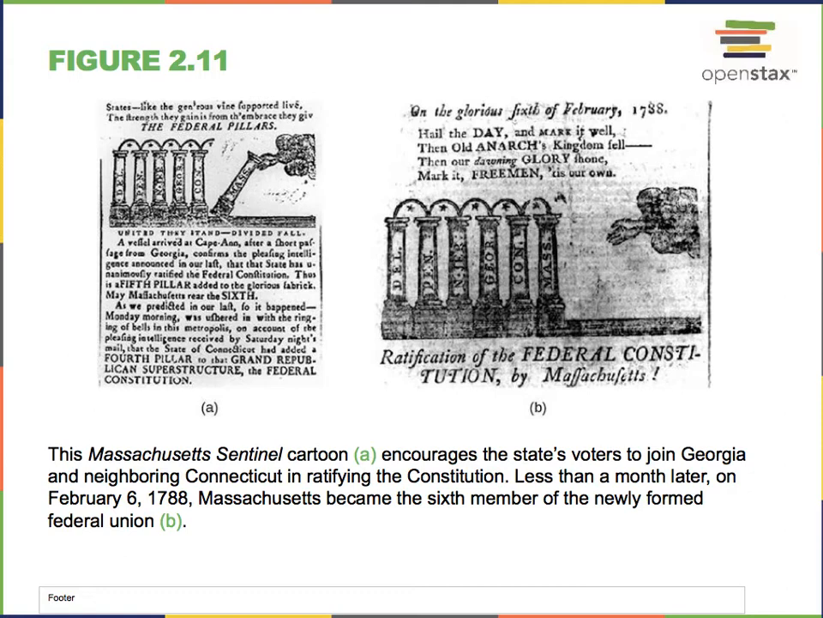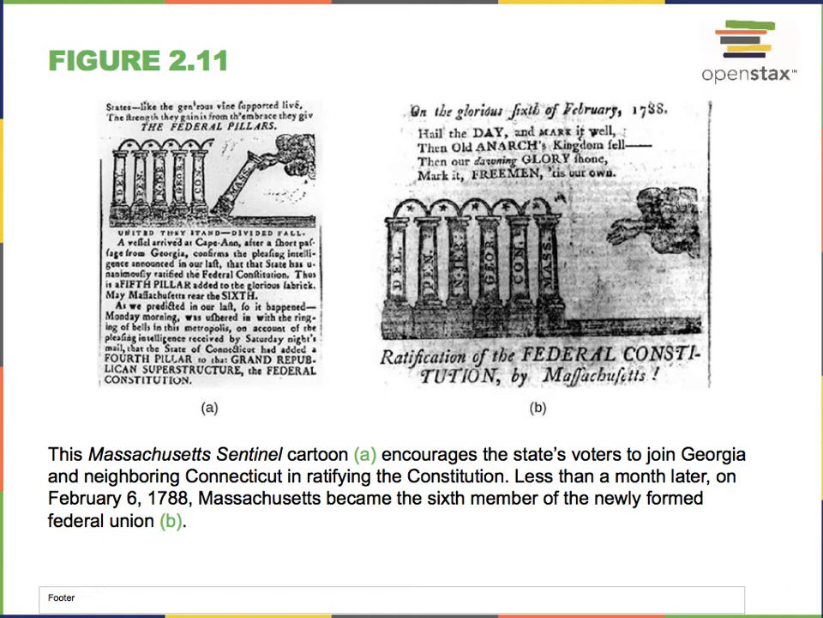We're going to work our way towards the propaganda, the information that was put out to help people support the proposed government in the Constitution. So we had satire. The Massachusetts Sentinel cartoon encourages states' voters to join Georgia and neighboring Connecticut in ratifying the Constitution. So all these little colonies coming together as the United States of America, not the colonies anymore, United States of America.